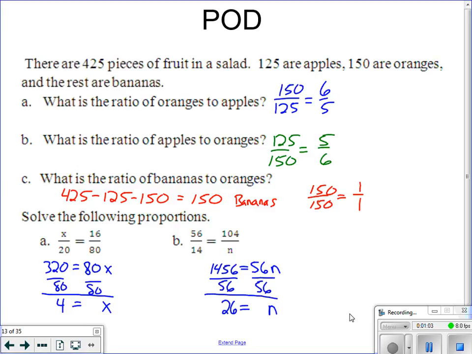Okay, remember in a ratio you have to have both ones. You need the top one and the bottom one. You can't just have one because you got to have at least two numbers to make the comparison. So check the rest, make sure you got the right answers, and then we'll move on to percents.